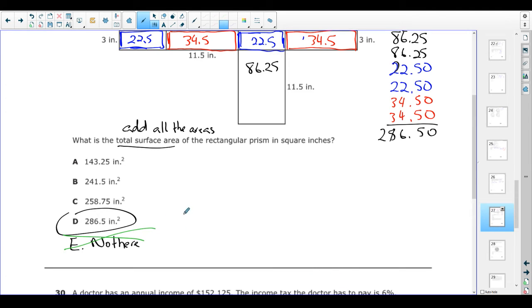The answer, write it here. You can write it down. Answer is always there.